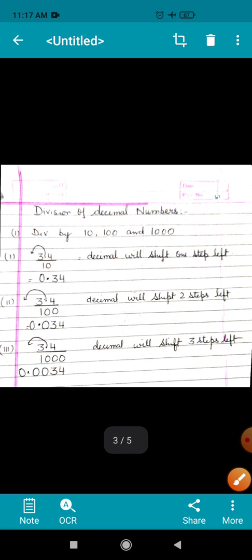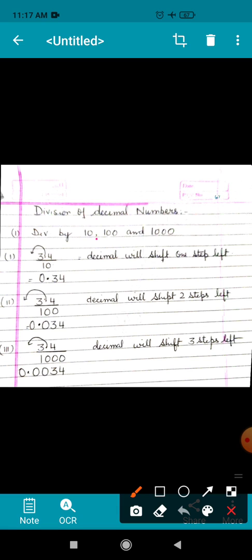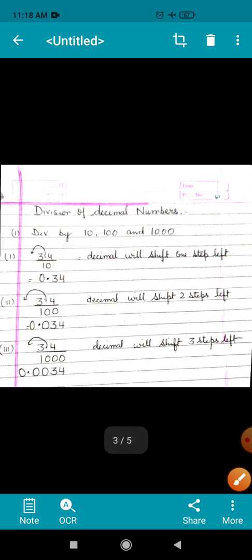Children, to divide decimal numbers by 10, 100 and 1000, you have to move left side according to the zeros present in the divisor or denominator. If 1 zero is present, then you have to move only one step. If 2 zeros are present, then you have to move 2 steps to the left. And if 3 zeros are present, you have to move 3 steps to the left. This can be made clear by these examples.